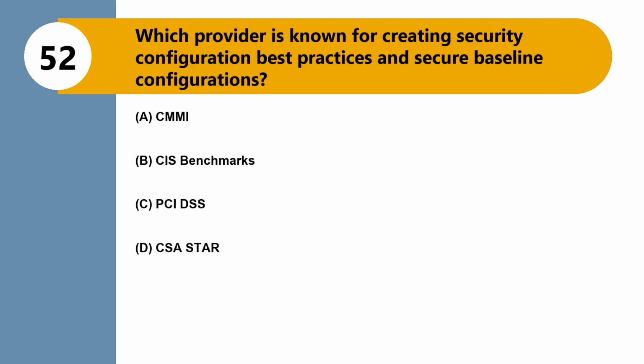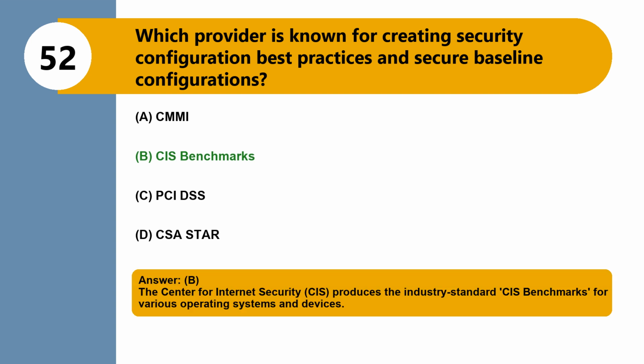Question 52. Which provider is known for creating security configuration best practices and secure baseline configurations? Option A. CMMI. Option B. CIS benchmarks. Option C. PCI DSS. Option D. CSA STAR. The correct answer is option B. CIS benchmarks. The Center for Internet Security, CIS, produces the industry standard CIS benchmarks for various operating systems and devices.